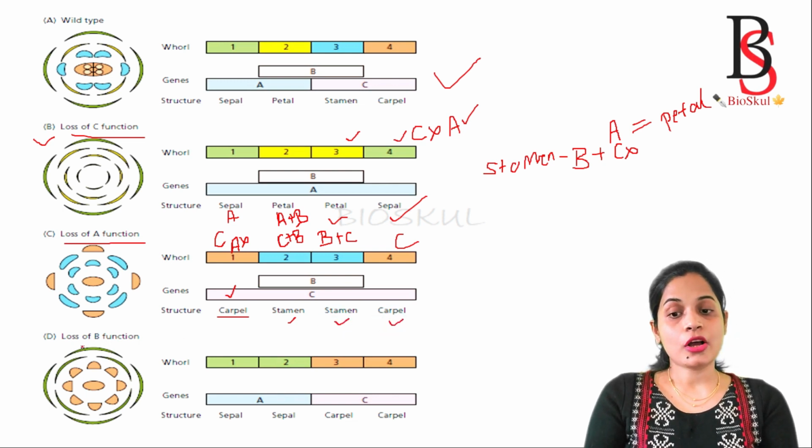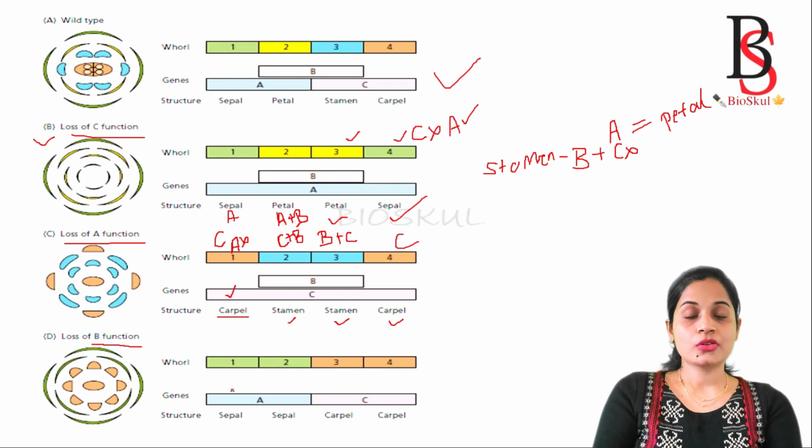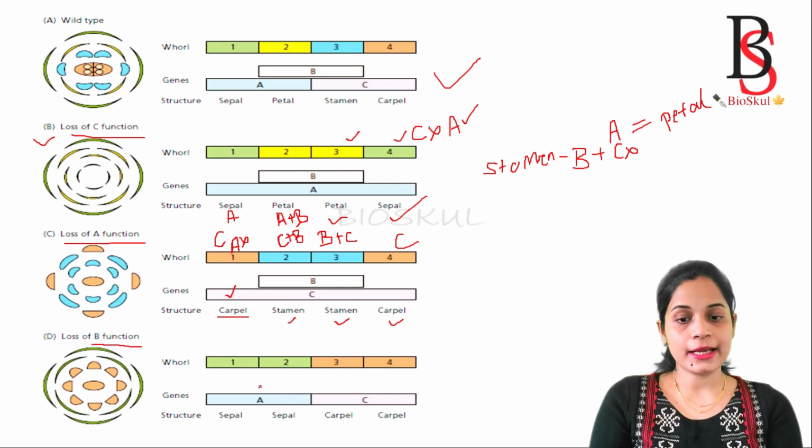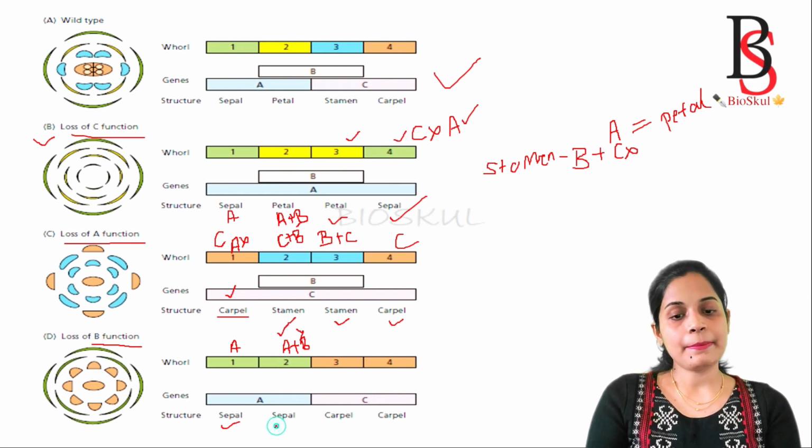Now we'll see the loss of function of B. B is lost. Okay. So what are present? Only A and C are present. In whorl 1, it represents the A. A is for the sepal. Okay. And whorl 2, it is the A plus B. But here the B is absent. So only A is expressed. If A is expressed, then it will form the sepal.